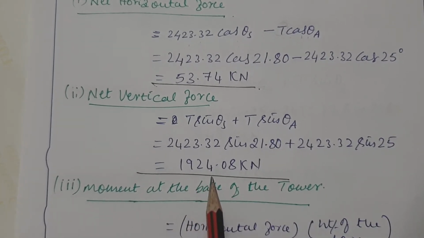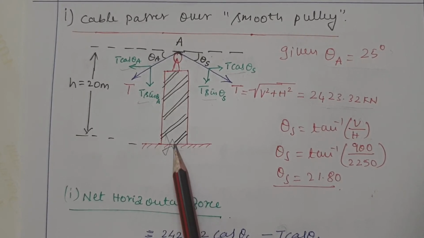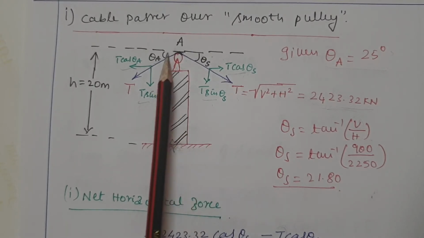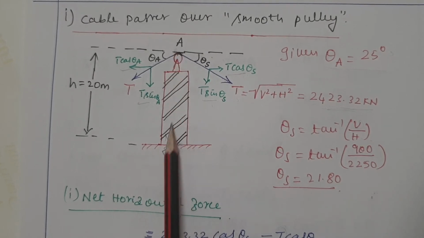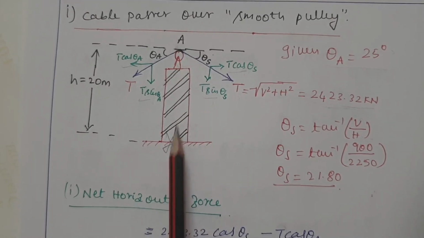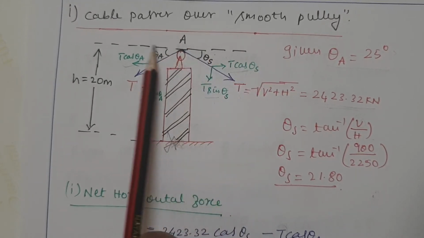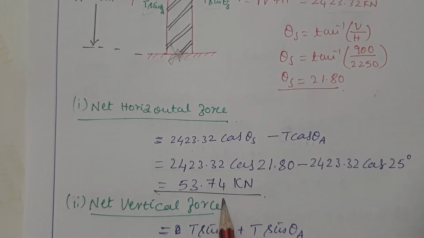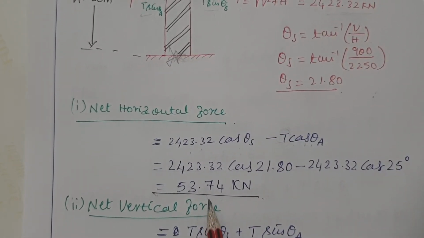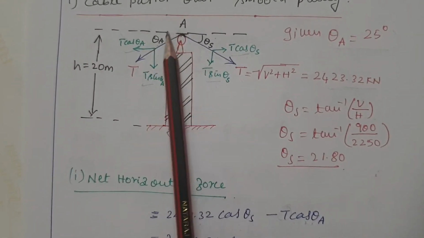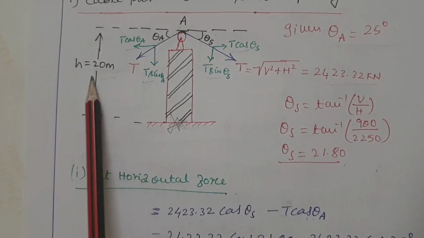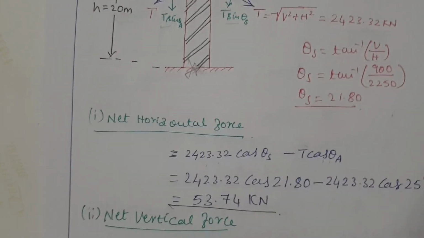After that, the next thing is to find the moment at the base. Don't worry about the direction. The horizontal and vertical forces' lines of action meet at the base point, so that contribution becomes 0, and only the horizontal force remains, which we already calculated, 53.74 kilonewton. That net horizontal force multiplied by its perpendicular distance, 20, which is the height of the tower, gives the moment at the base of the tower.